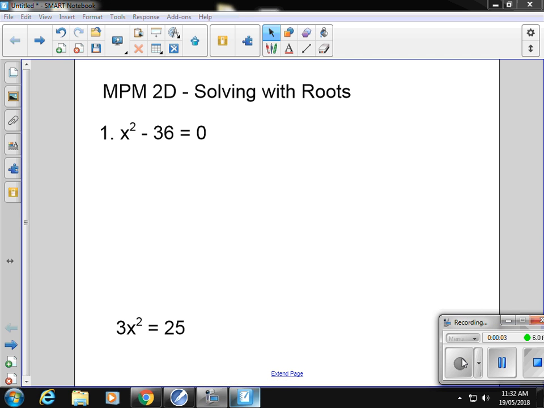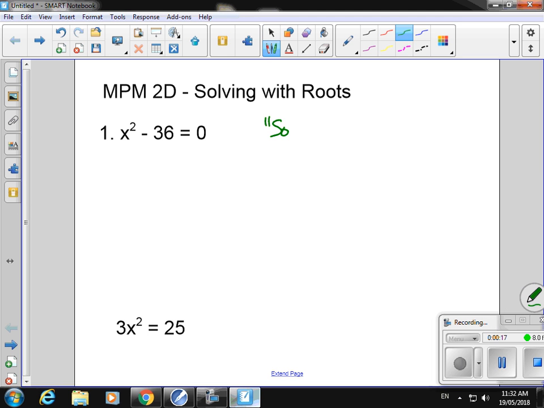Grade 10s, we're going to be looking at solving with roots today, and I'm going to be using the word roots in two different ways, so I hope that I'm not confusing you too much. But I am asking for number one, for us to solve. And when we say solve in math, we're really looking for x equals something. Well, that's the same thing as find x-intercepts or find roots. It's all the same thing.